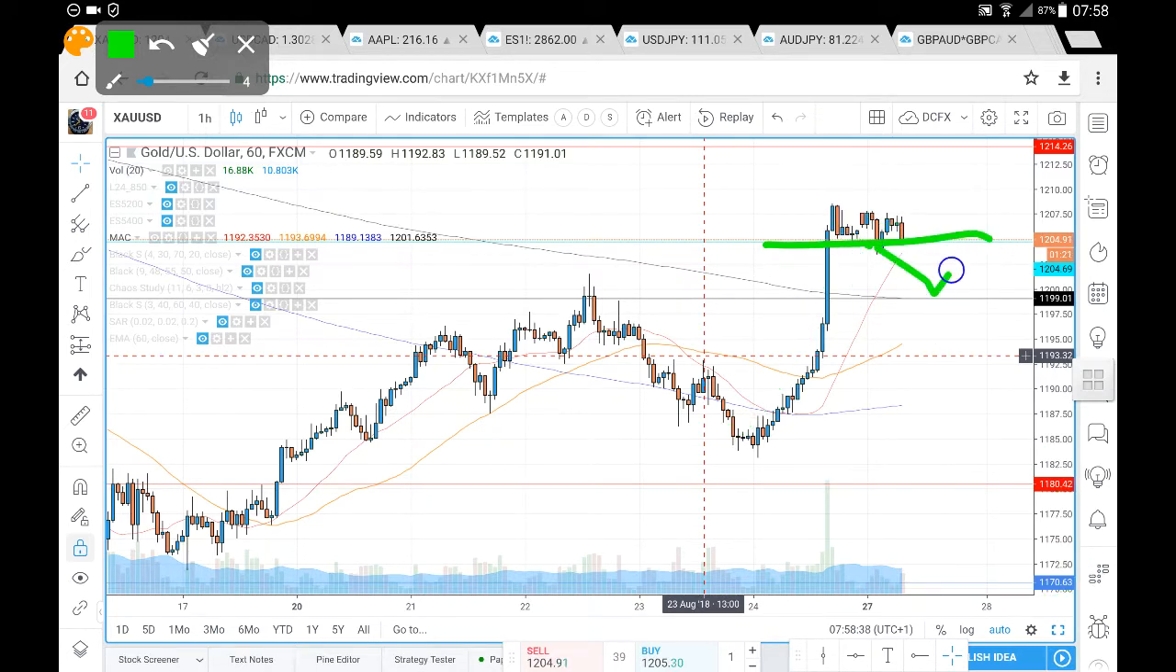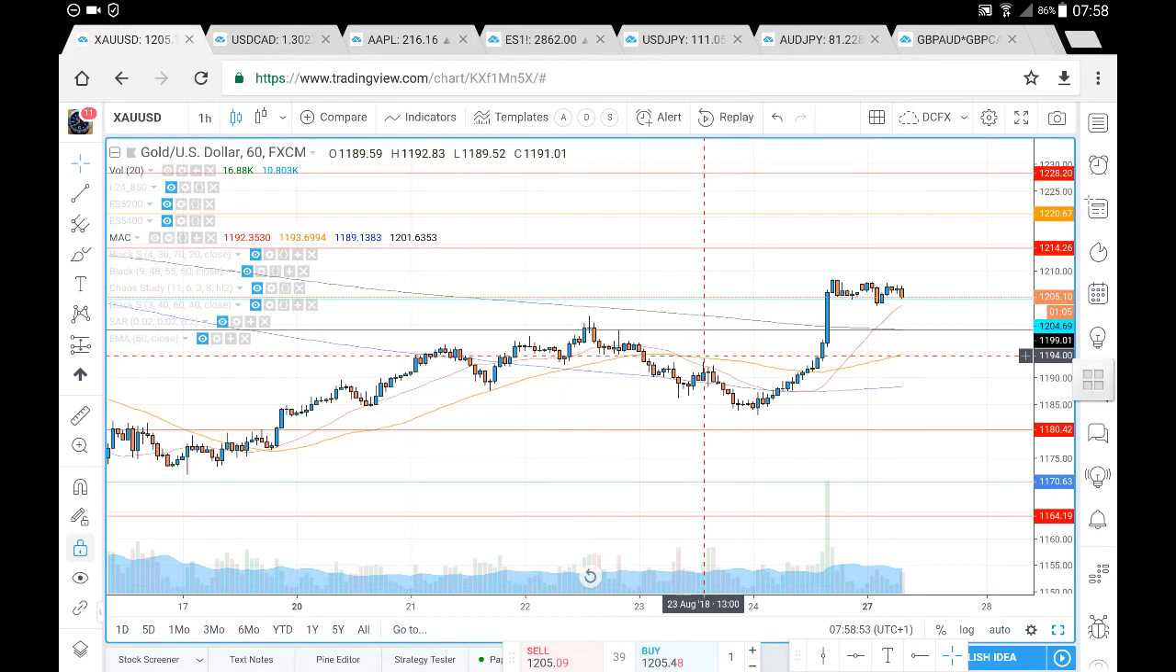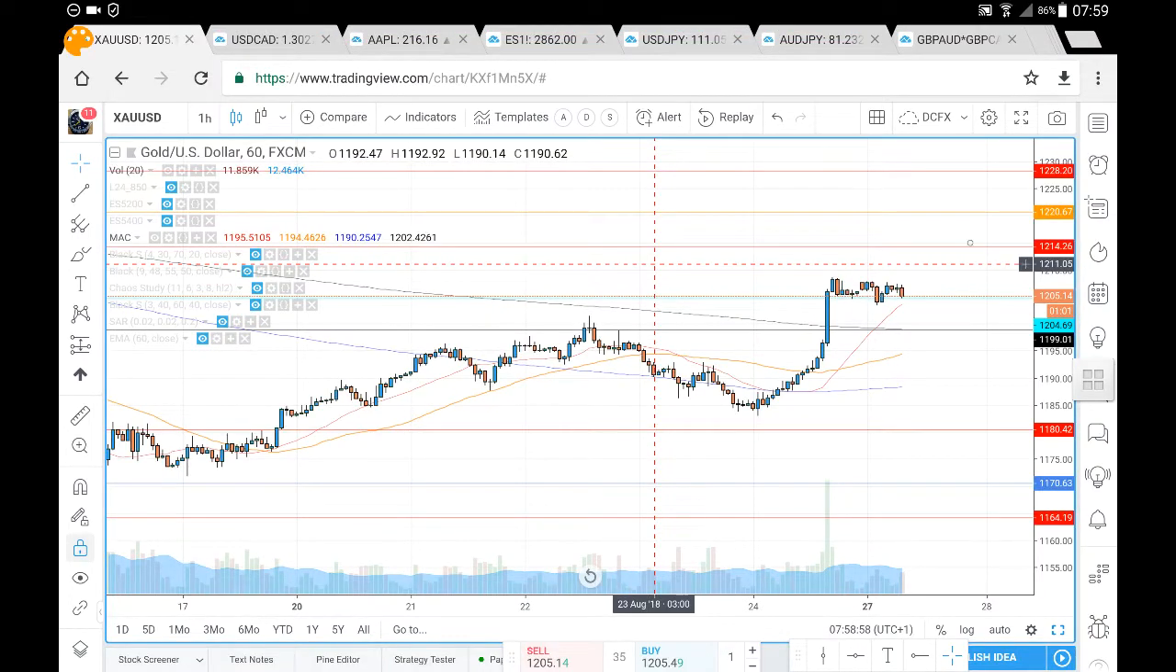If, however, we do break and hold the 1199, and we do break back above the 1204.69, if we do go on for another test of 1204.69, and we do hold there as support, the very next level of note to the upside is a move up towards that 1214.26. Beyond that, we are looking for a move up towards that 1220.67. Move up towards that 1220.67 here on the XAUUSD.